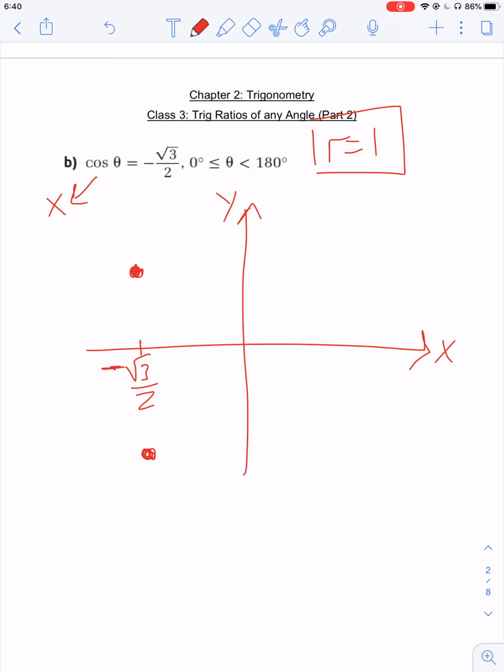Once you have your two dots, connect them to the origin. So this is your first terminal arm, and this will be your first solution. And this is your second terminal arm, okay? Both these triangles are identical. So just connect both of the dots to the x-axis.